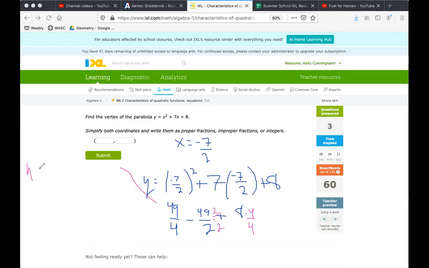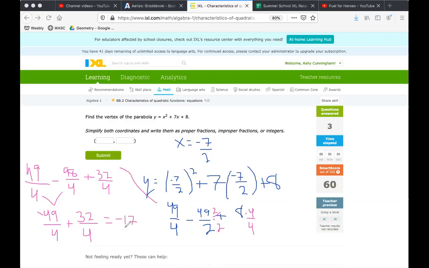So this would be 49/4 minus 98/4 plus 8 times 4, that's 32/4. All right, and then just do one at a time. So 49 minus 98, that's negative 49/4. And then plus 32/4. So negative 49 plus 32. That gives me a negative 17/4.